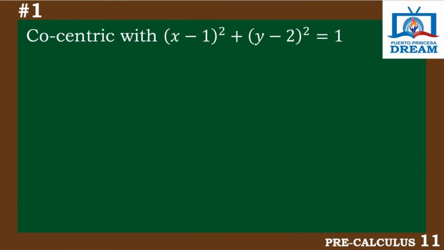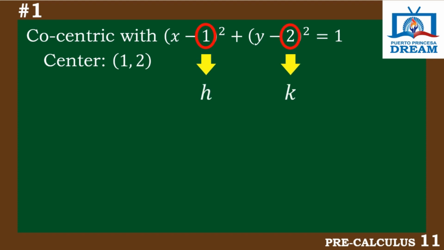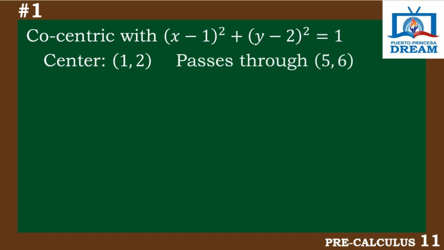Problem number 1 states that the circle that we are looking for is concentric with this equation. When we say that circles are concentric, it means that they have the same center. Since the given equation here is written in standard form, we can easily identify its center. And that is 1, 2, which is taken from the values of h and k in the equation. It was also stated that the circle we are looking for passes through the point 5, 6.